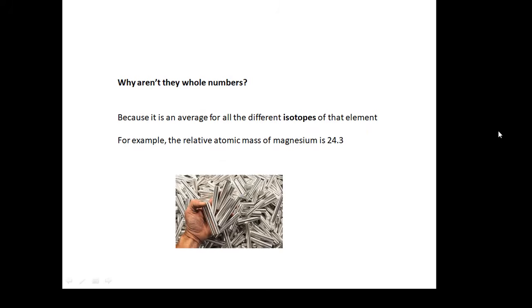Why aren't they whole numbers? Because each element has isotopes. Each element will have different forms which have different numbers of neutrons. And so if you look on a periodic table or a data book, the relative atomic mass will be an average. For example, magnesium is 24.3, because it's got different isotopes and it's the average mass, bearing in mind the abundance of the isotopes, how much of the isotopes there are as well.